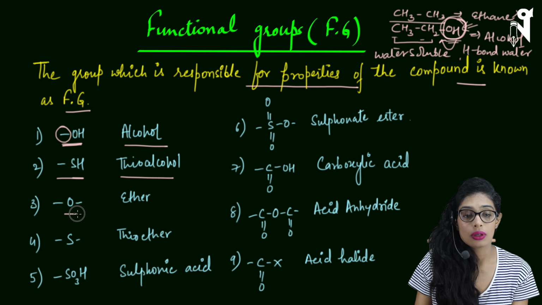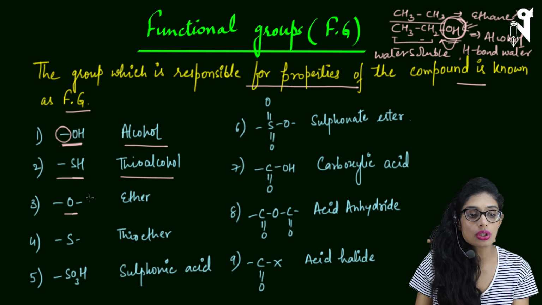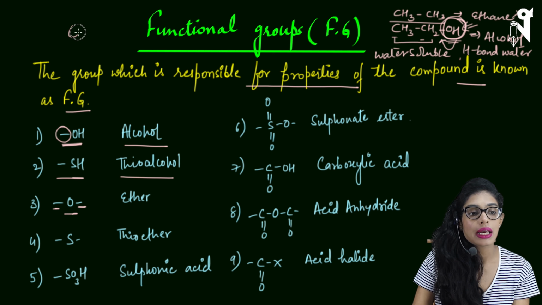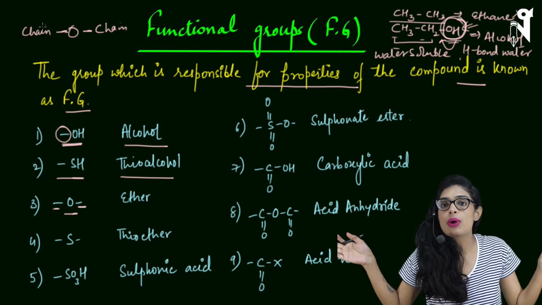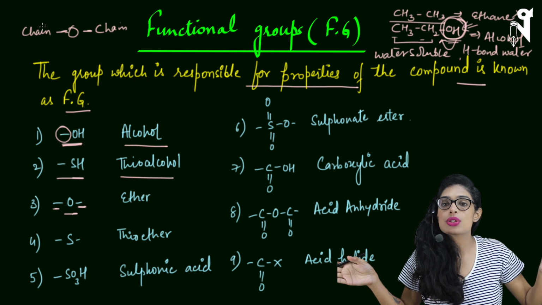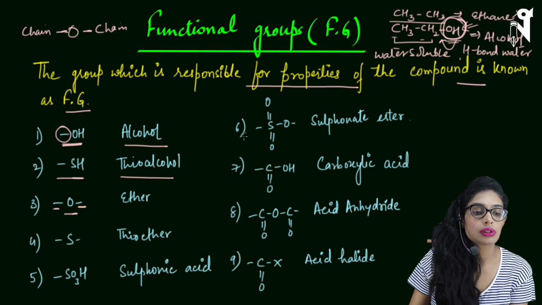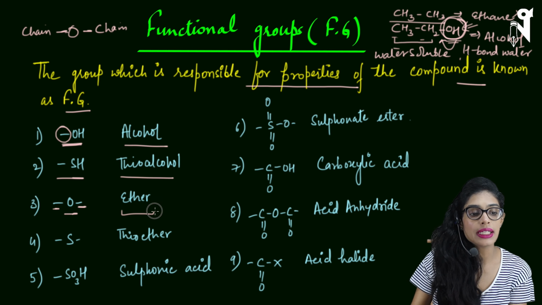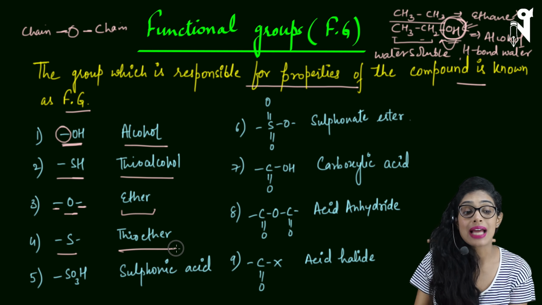Next is simple O, that is oxygen. You can see here I have left two dashes which represent that it is connected to one carbon chain on one end and another carbon chain on the other end. So oxygen basically has two hands, and from each hand it is connected to a carbon chain. This functional group is called ether. Similarly, instead of O, if I take S, it will be called thioether.